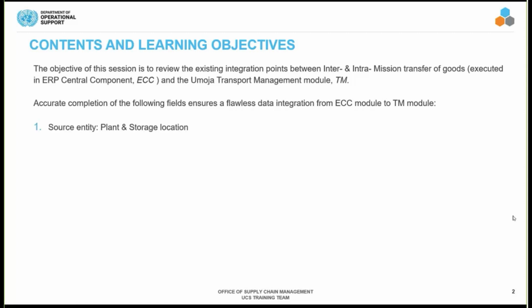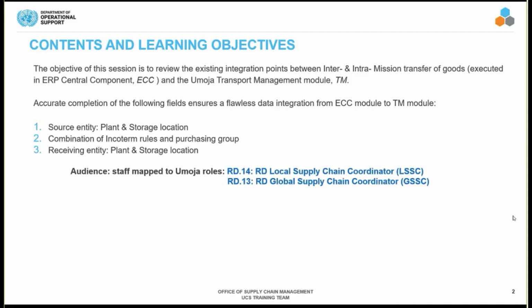Basically, we need to focus on the following points, which are the source entity, plant and storage location of the issuing mission, the combination of Incoterm rules and purchasing group, the receiving entity, the plant and the storage location. If you are attending this WebEx, it's because you either have the roles of RD14, Local Supply Chain Coordinator, or RD13, Global Supply Chain Coordinator.